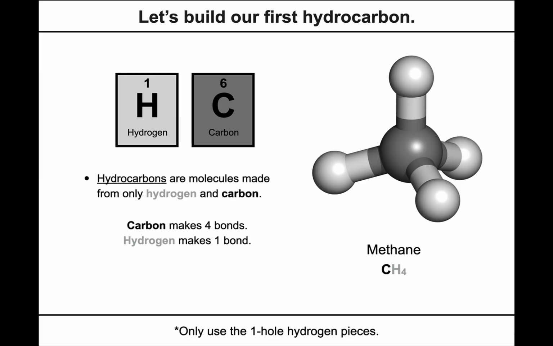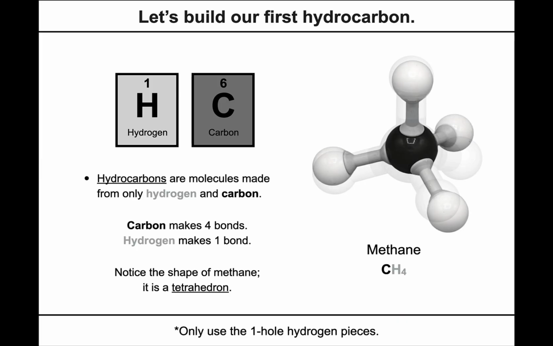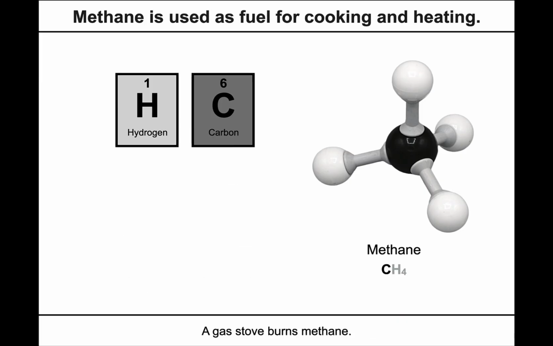And because of this, hydrocarbons, and in particular methane, will have a certain shape to them. That shape is called a tetrahedron. The shape that you're looking at here looks sort of like a pyramid when you look at it in 3D, but it has a special name. It's called a tetrahedron. So as you build the molecule, you are building your very own tetrahedron. Be sure to use the one-hole hydrogens for methane, and as I said before, we will learn eventually why we're using the one-hole hydrogens, but for now, just trust me, all the hydrocarbons in this lesson will be using the one-hole hydrogen.